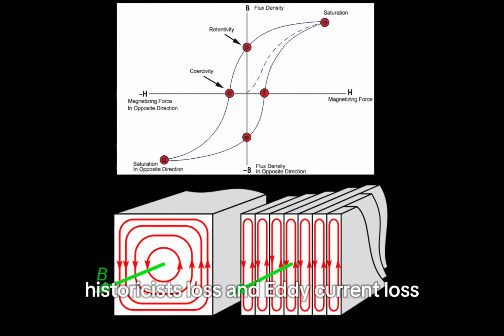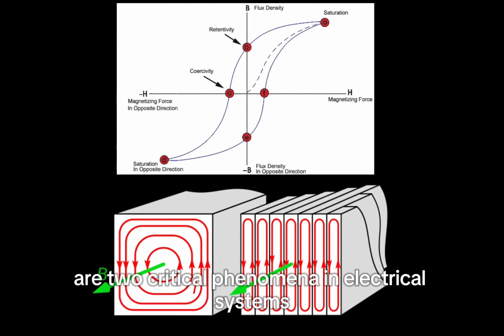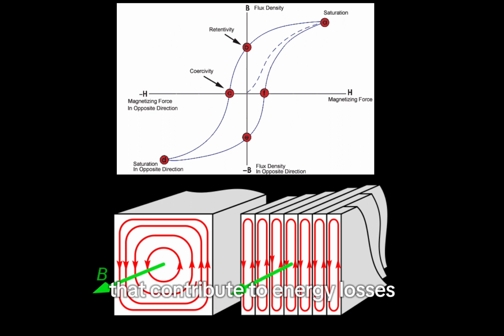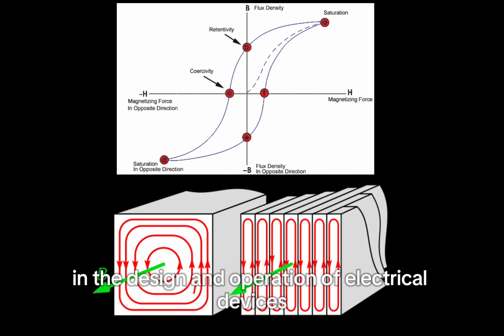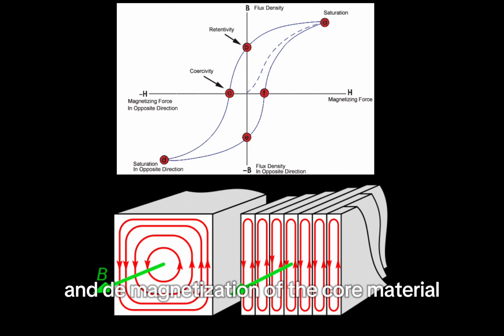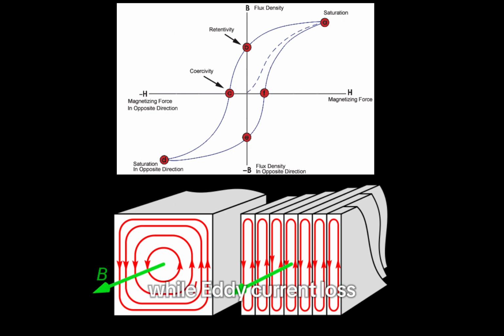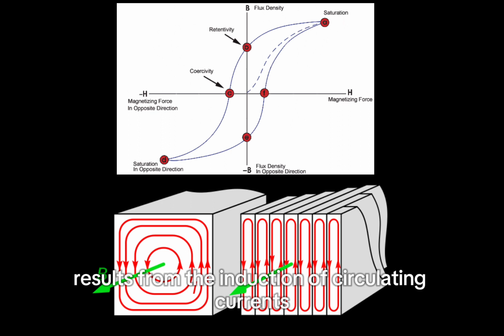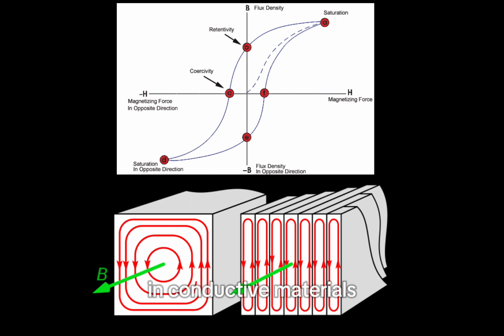Hysteresis loss and eddy current loss are two critical phenomena in electrical systems that contribute to energy losses and inefficiencies. Understanding these losses is essential in the design and operation of electrical devices, particularly transformers and motors. Hysteresis loss occurs due to the lagging magnetization and demagnetization of the core material, while eddy current loss results from the induction of circulating currents in conductive materials exposed to a changing magnetic field.